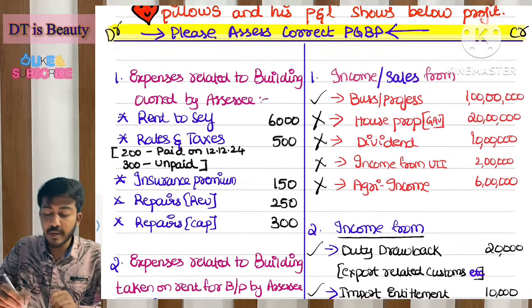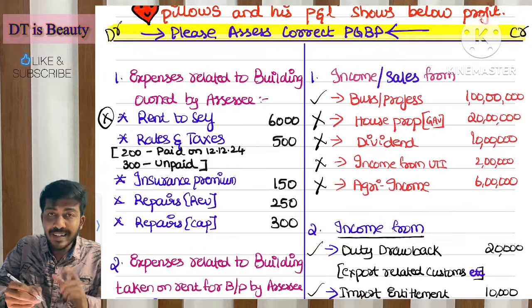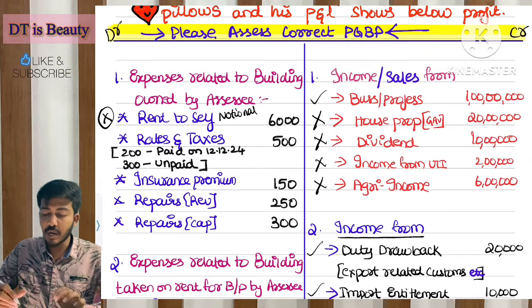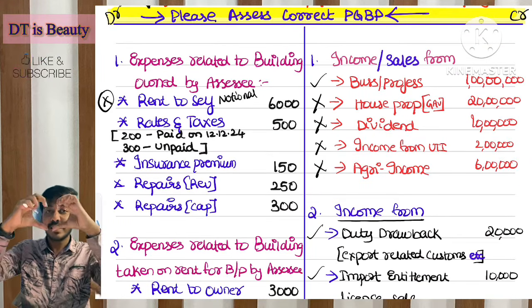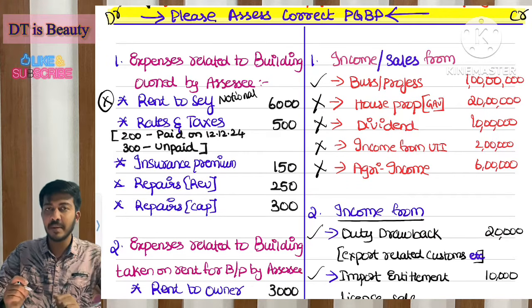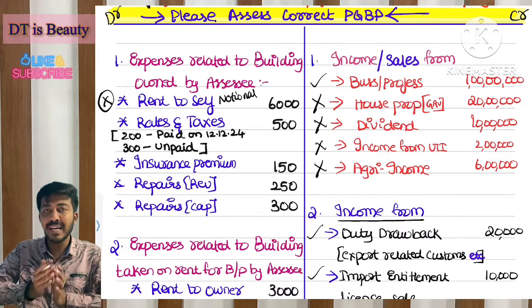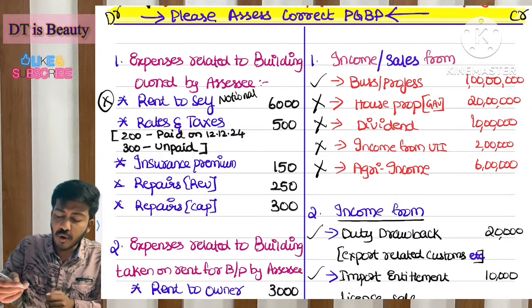Expenses related to building owned by the assessee. Rent to self. No, it is not allowed because it is called notional rent. True, it is not allowed. Rates and taxes. As soon as you hear rates and taxes, section 43B is going to come and hug them and never leave them inside P&L. It will allow them inside P&L as tick only if they are paid before the income tax due date, the return of income due date. Now let us check what is given.